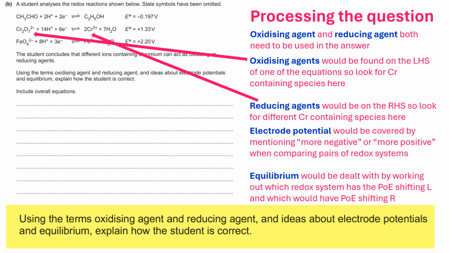So you need to use electropotential in there to make the decision as to which way round that's going to go. That would be covered by mentioning more negative or more positive when comparing pairs of redox systems. And then equilibrium would be dealt with by working out which redox system has the position of equilibrium shifting left and which would have it shifting right.